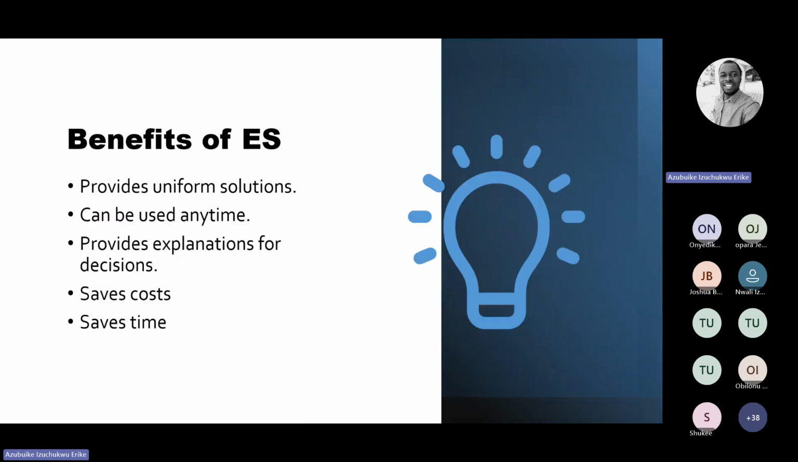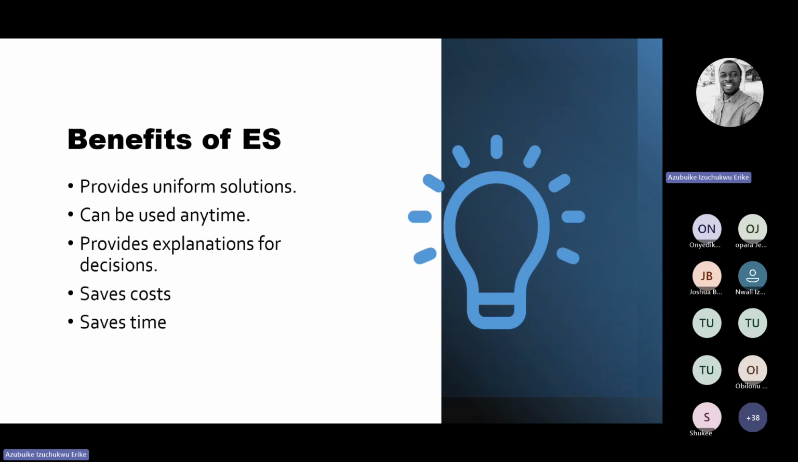What are the benefits of an expert system? It provides uniform solutions. It can be used anytime, even when the expert is there or when the expert is not there. It provides explanations for the decisions it takes. Please note this. It provides uniform solutions because it is drawing inference from the same knowledge base. Are we together? Now, it can be used anytime because it is deployed in a machine, and that machine may be your mobile phone or whatever.